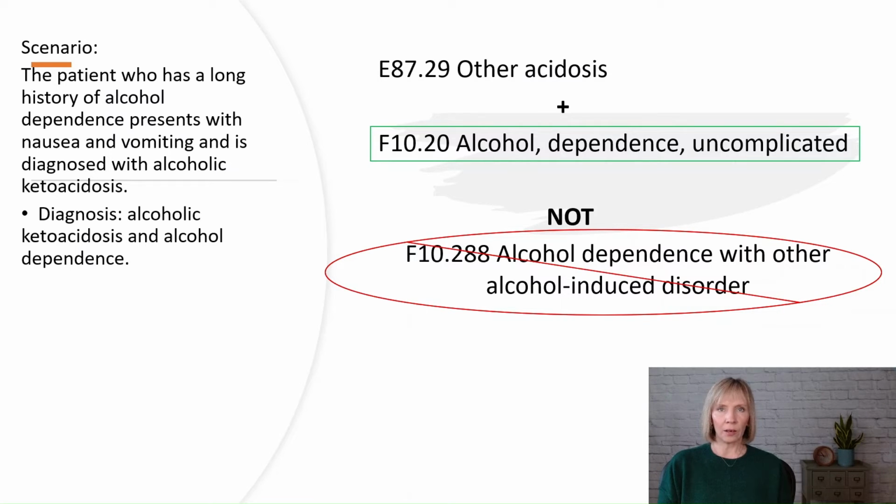This is because ketoacidosis is a medical condition, and while it's necessary to assign a code for the alcohol dependence, it should be classified as uncomplicated because the development of ketoacidosis resulting from alcohol dependence does not fall under the classification of a substance-related disorder in ICD-10.